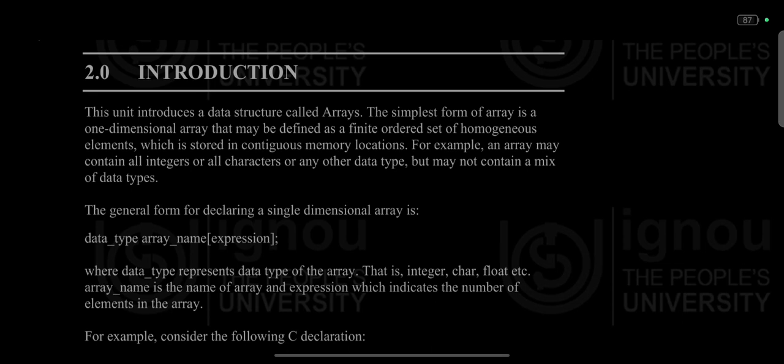The simplest form of array is a one dimensional array that may be defined as a finite ordered set of homogeneous elements which is stored in contiguous memory locations. For example, an array may contain all integers or all characters or any other data type, but may not contain a mix of data types.